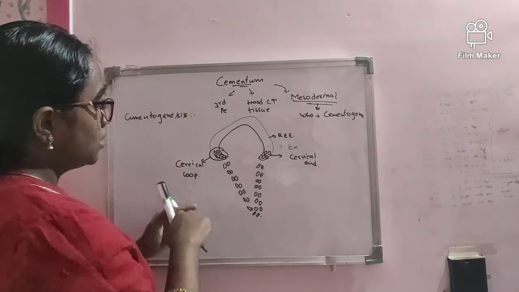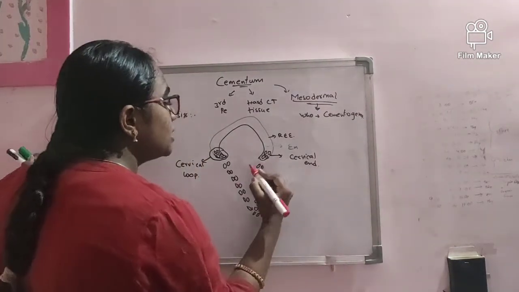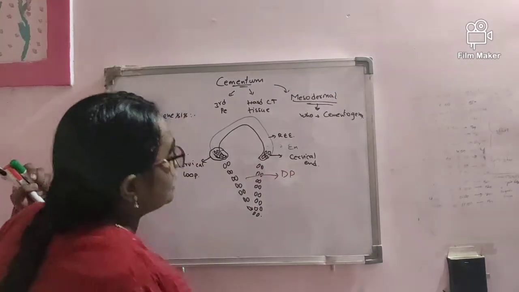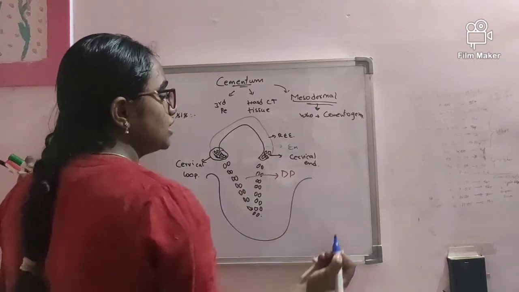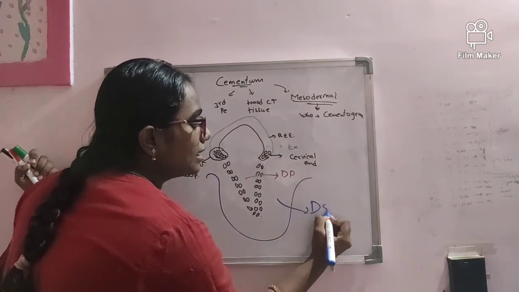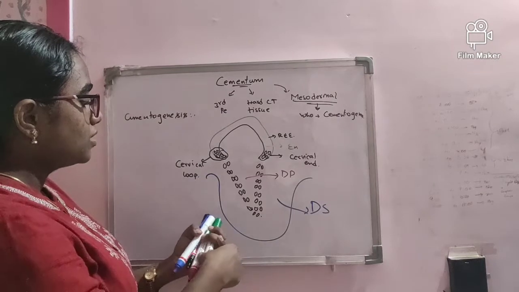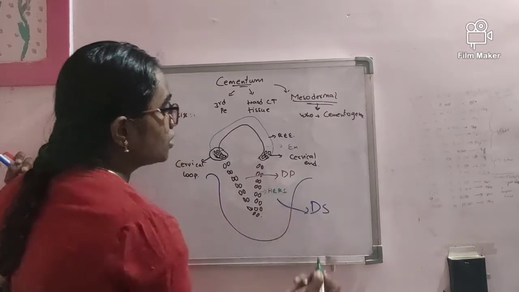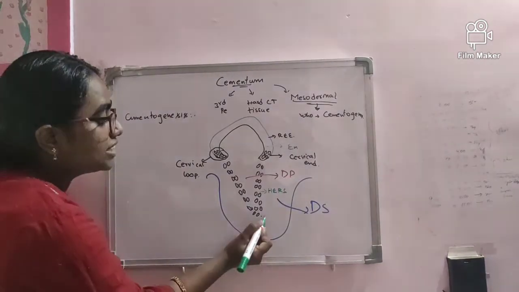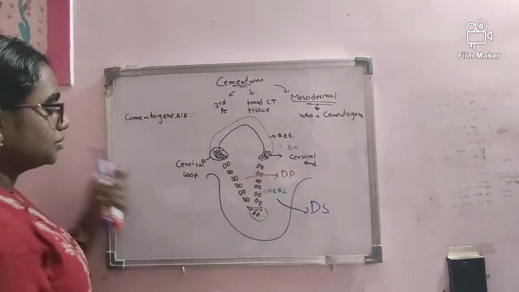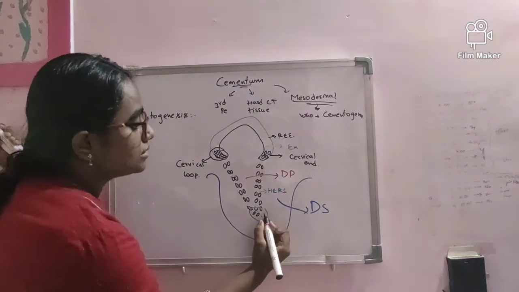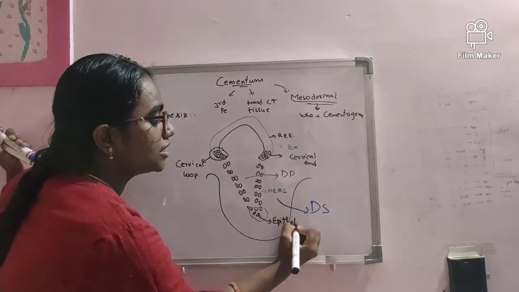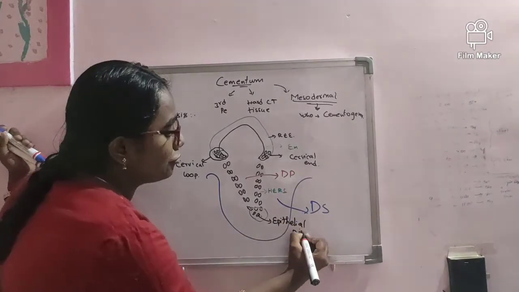Like this. So inner to the Hertwig's epithelial root sheath is the dental papilla, and outer to the Hertwig's epithelial root sheath is the dental sac. So this is the Hertwig's epithelial root sheath. At the apical end of the Hertwig's epithelial root sheath, you can see here, this is the epithelial diaphragm.